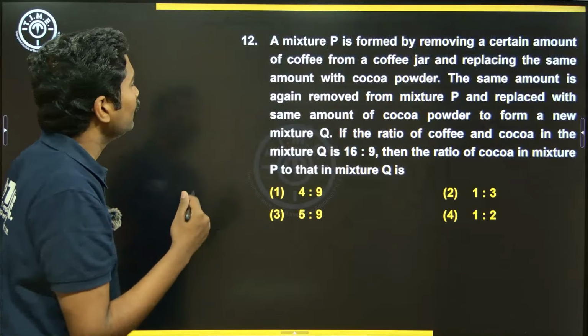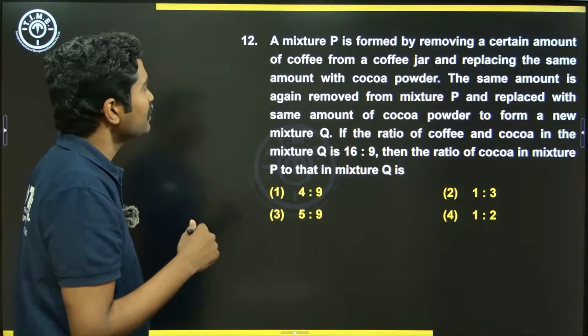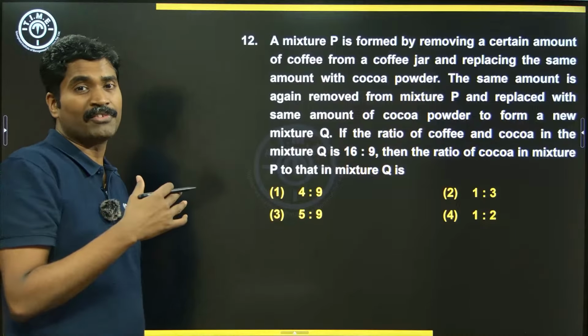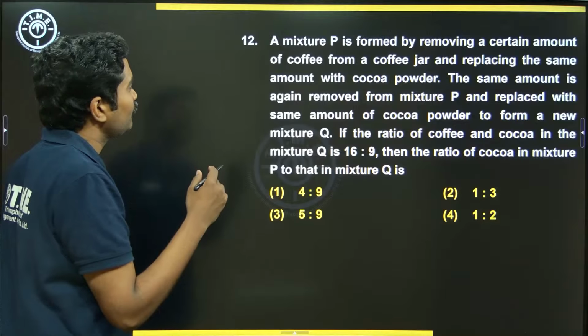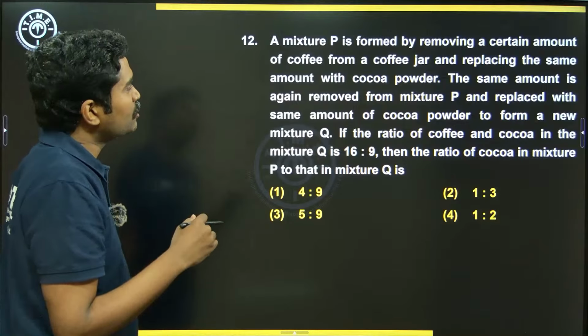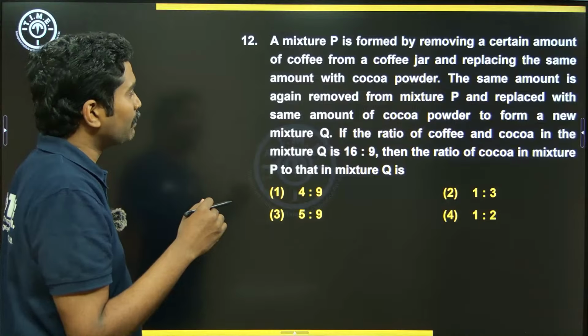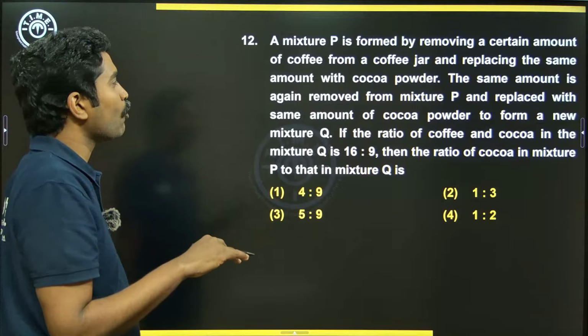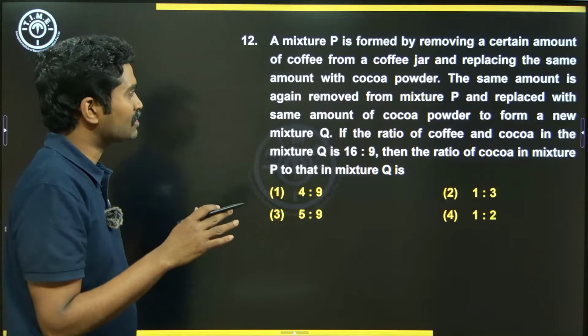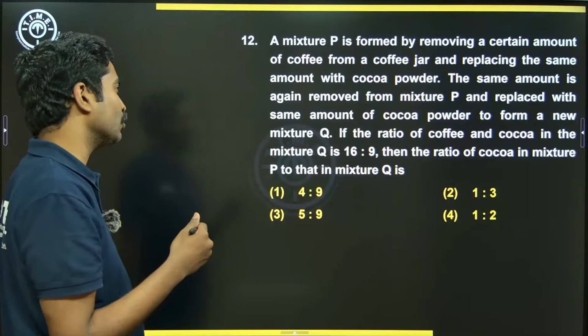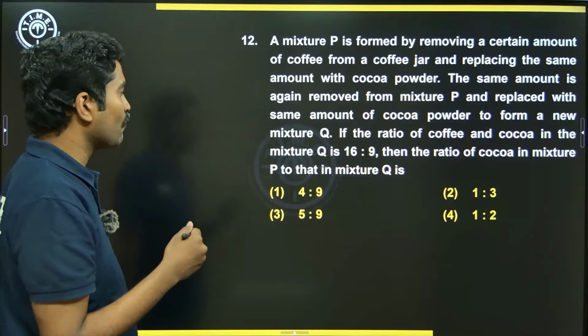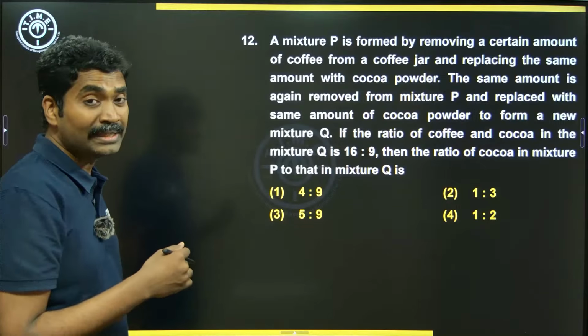Okay. Next question, arithmetic, something all of us are more comfortable with. All of us love arithmetic, right? It's the most scoring topic. A mixture P is formed by removing a certain amount of coffee from a coffee jar and replacing the same with cocoa powder. All right, it's a formulaic approach, looks like. Same amount is again removed from mixture P and replaced with same amount of cocoa. If the ratio of coffee and cocoa is 16:9, clear.